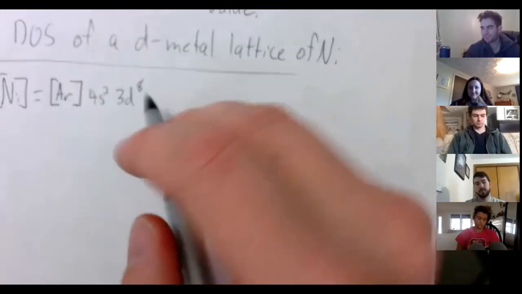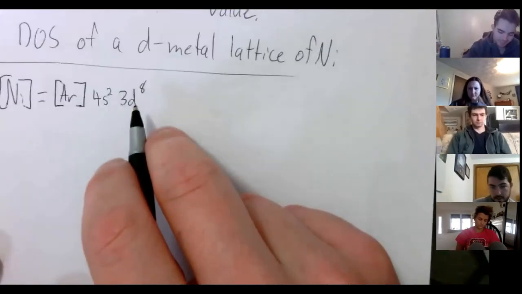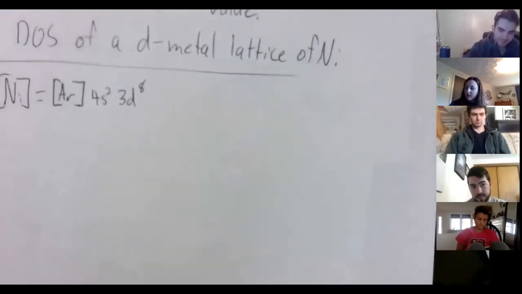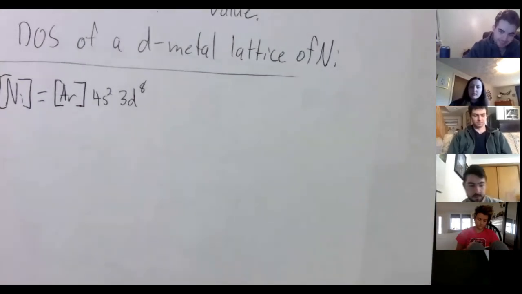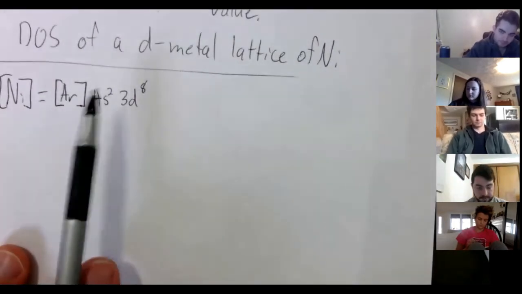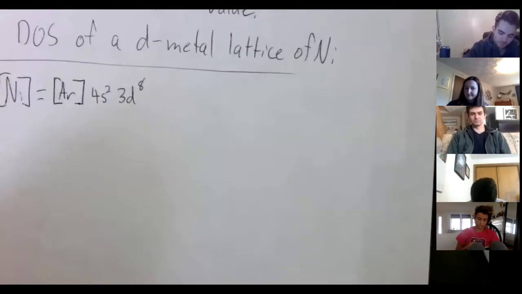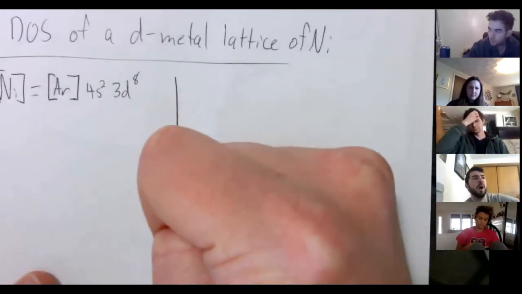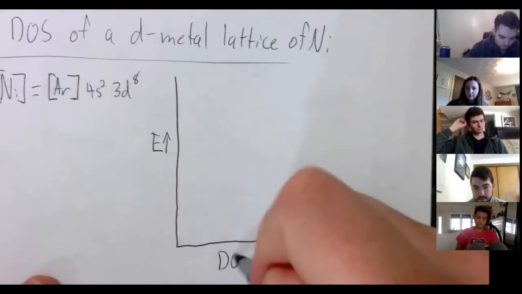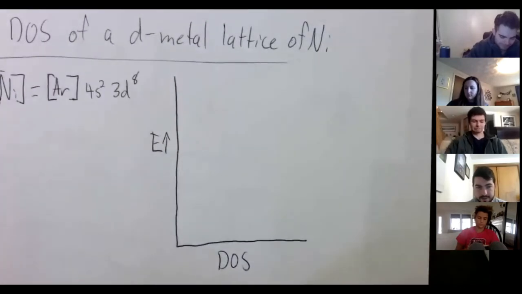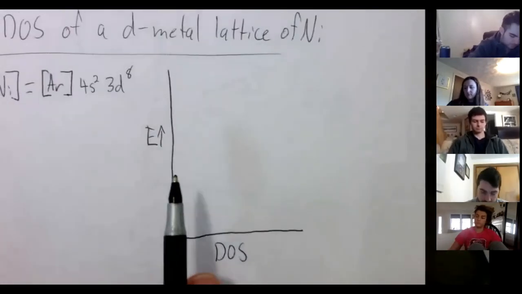No weirdness happens with nickel. There's exchange and correlation happening, but it doesn't cause the odd ordering. Not enough to make it one of the weird ones like silver or copper or gold or any of the lanthanides and actinides. So let's try to draw the DOS for this.